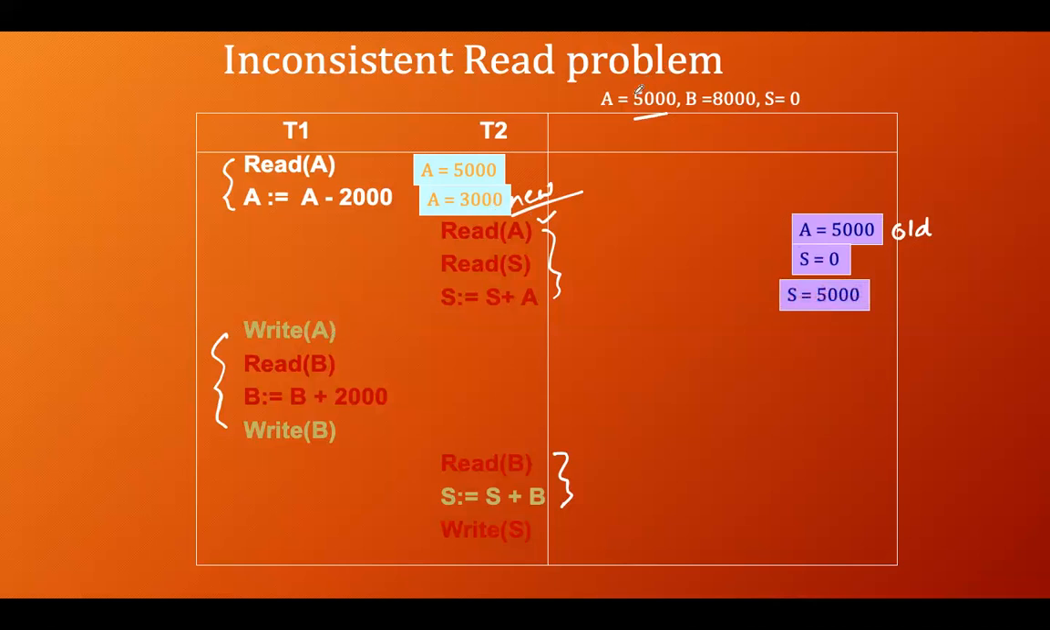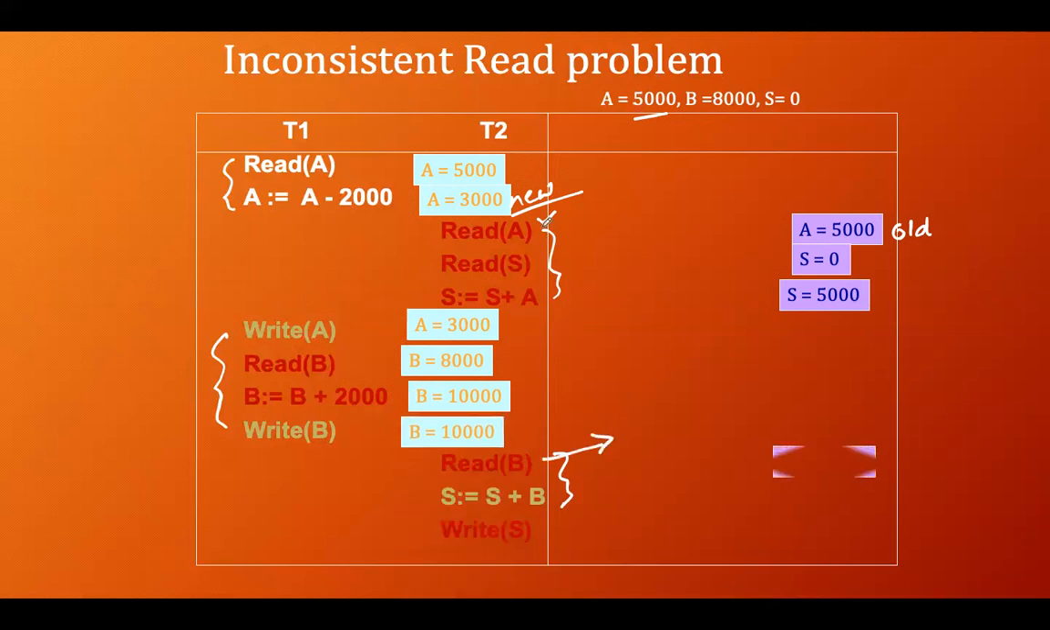Then there is a write operation, and the A value will be changed to 3,000. Then there is a read operation of B, so 8,000 will be read. There is no issue with that. Then B will be updated with an addition of 2,000, so it will be 10,000, and then the write on B will be done. Now what is it going to read? It is going to read the correct value of B, because the write operation has been done. See, it is reading the correct value of B.